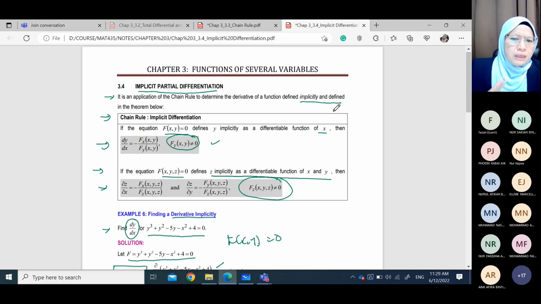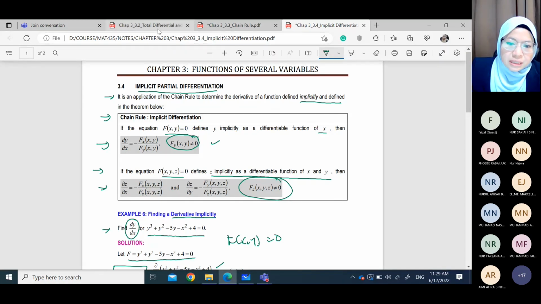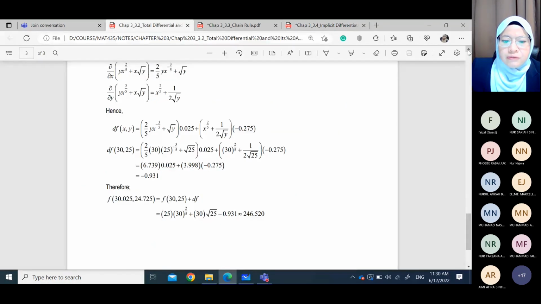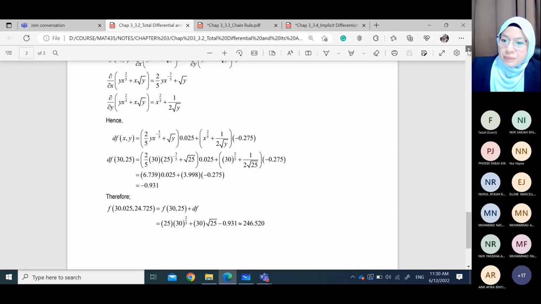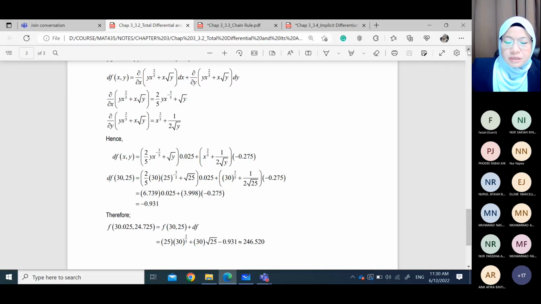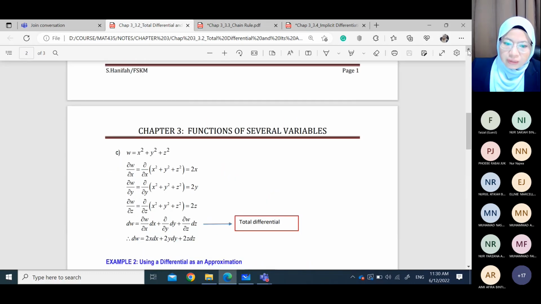And then kat mana kita boleh apply partial differentiation? In a partial differentiation, we can apply in a total differential. Macam sebelum ni kita discuss untuk total differential, kita nak mencari difference ataupun kita nak gunakan difference untuk mencari nilai yang berhampiran, estimation value ataupun approximation value. So kat situ kita gunakan partial derivative.